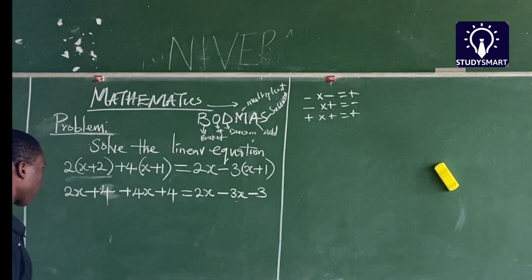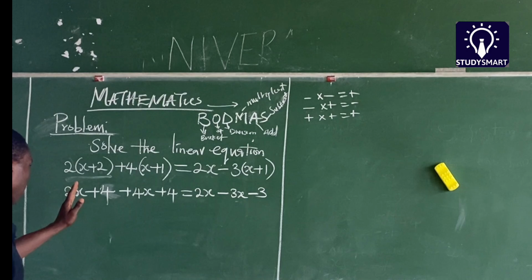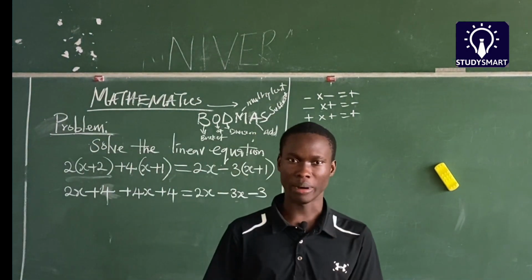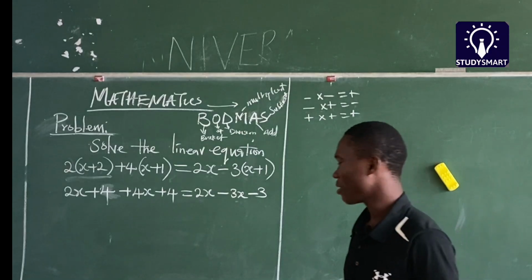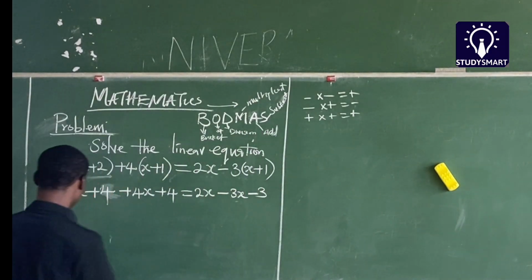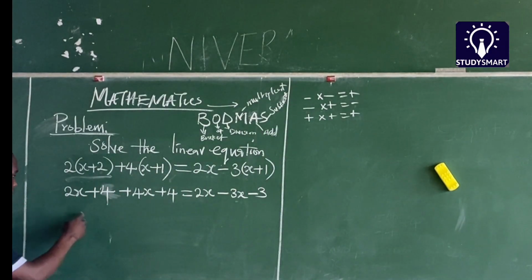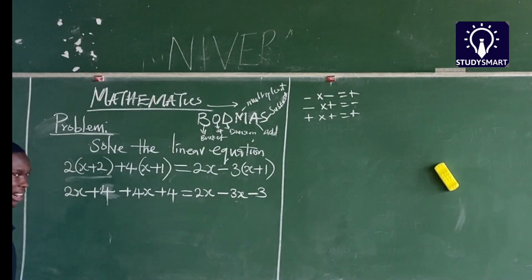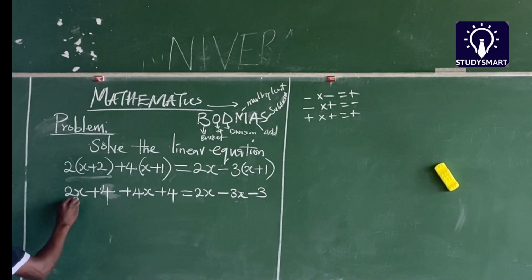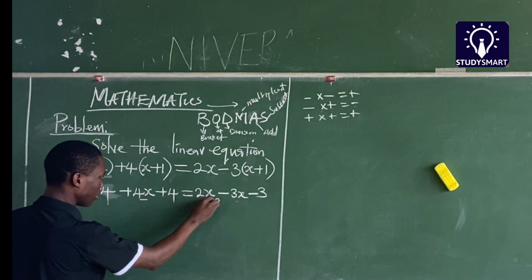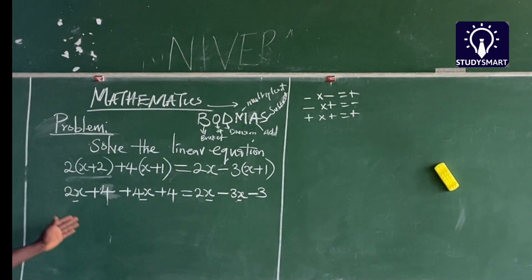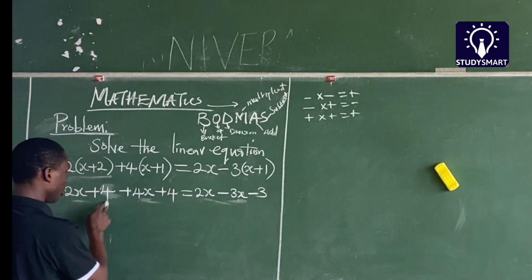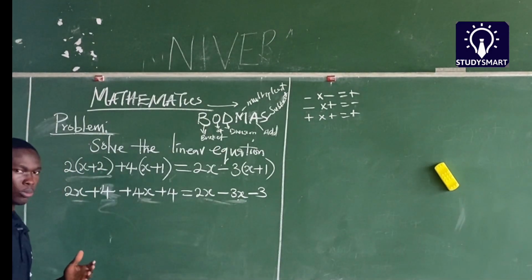If you check very well here, we also have numbers carrying x and then numbers staying without x, meaning that we have numbers with x like 2 here, 4, 2, and minus 3. They are all carrying x. So these are the numbers carrying x. What we are going to do is group them one side, and then we are going to group also these ones here without x one side.